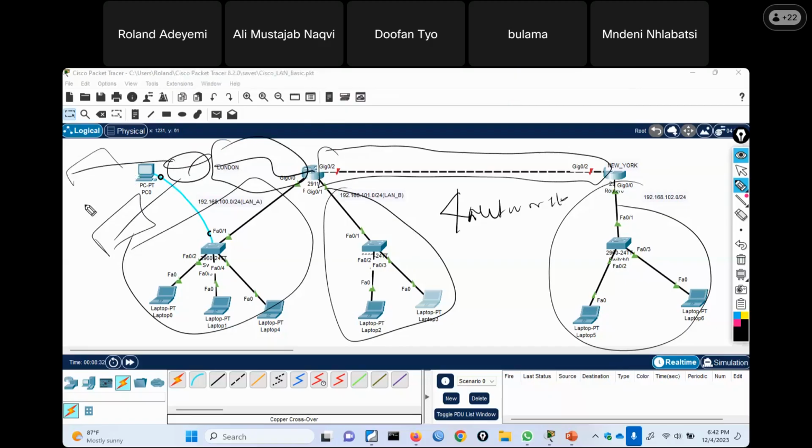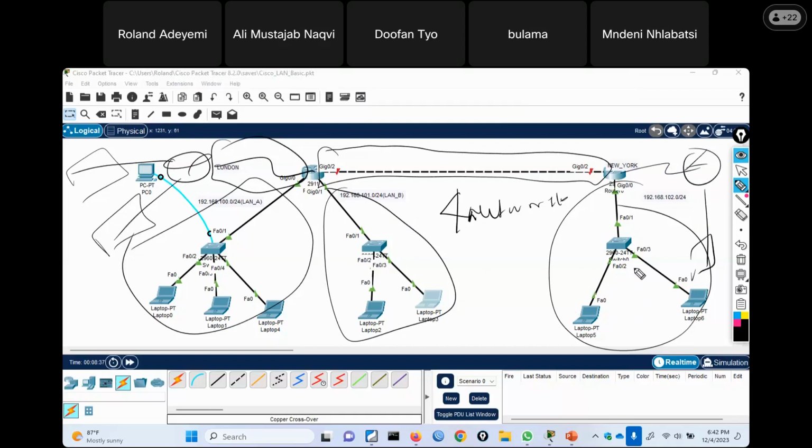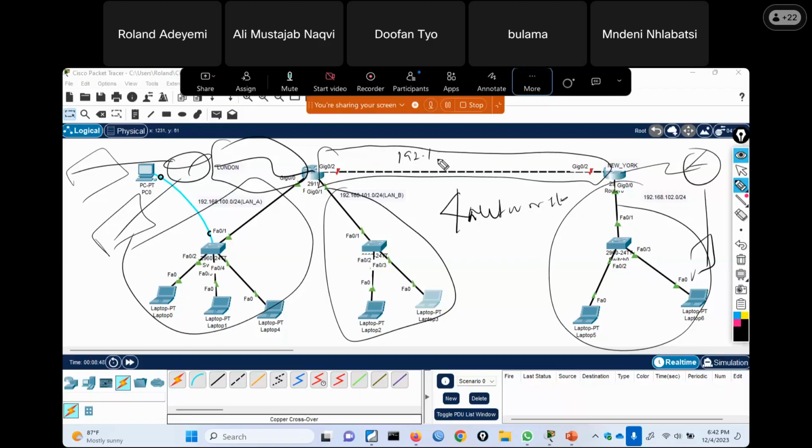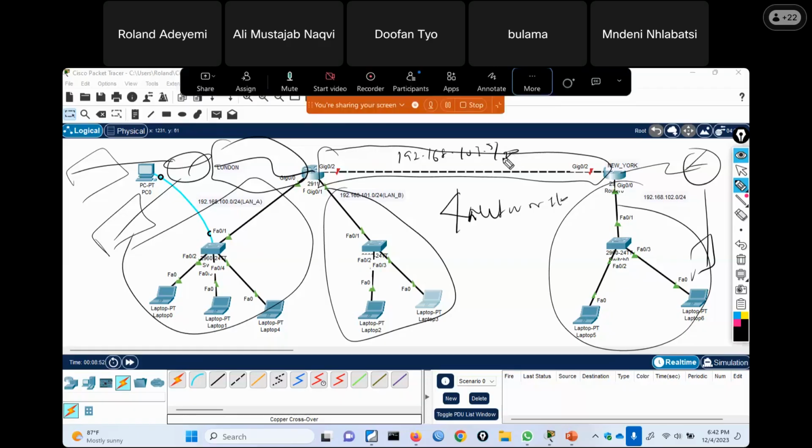If I have another LAN here, it becomes 7. If I had another router here on that side and had the LAN, that becomes 9 networks. Count the LANs first. In between 2 routers is a network. Don't ever forget that. So we're going to give an IP address for this link, maybe 192.168.103.0/ maybe 30.